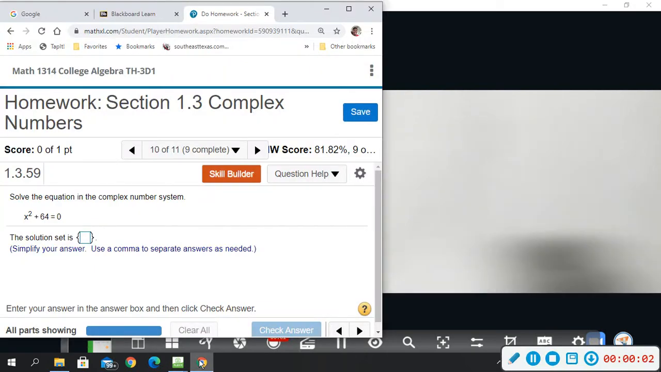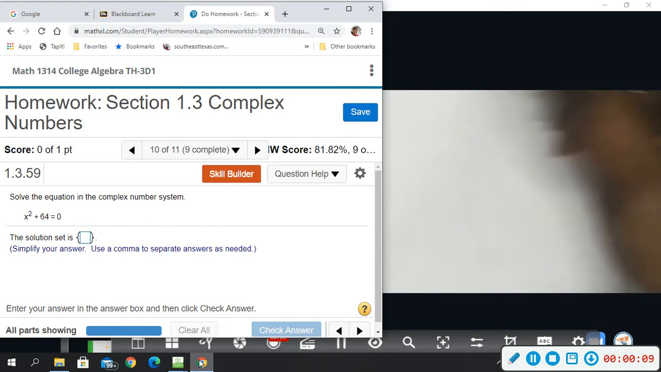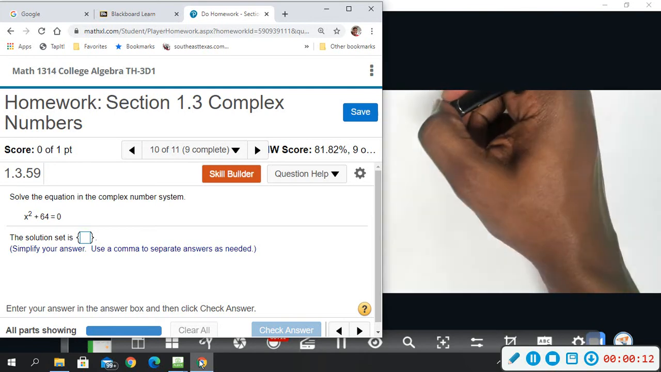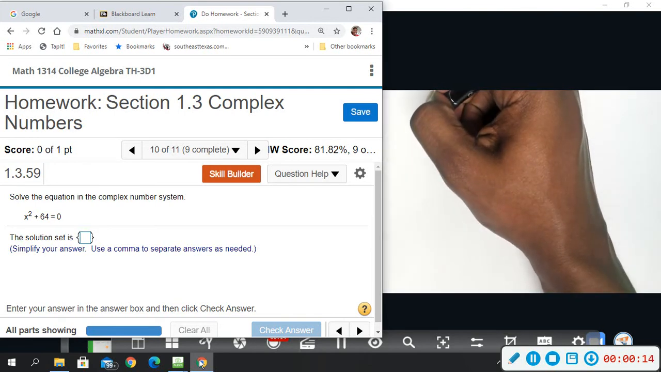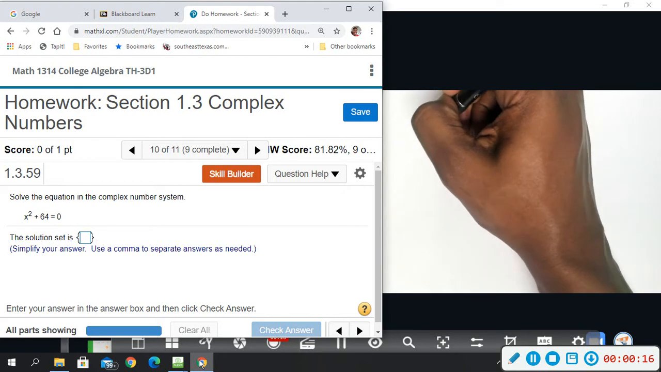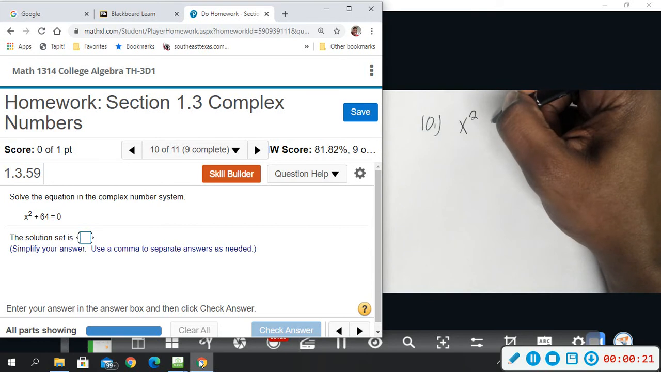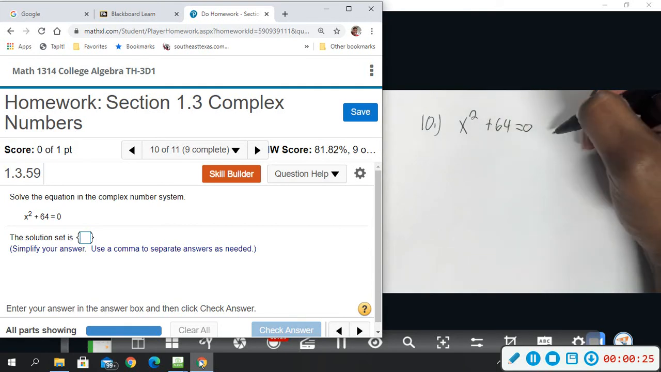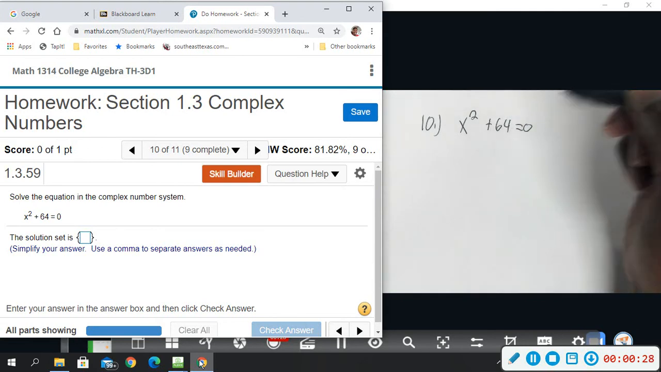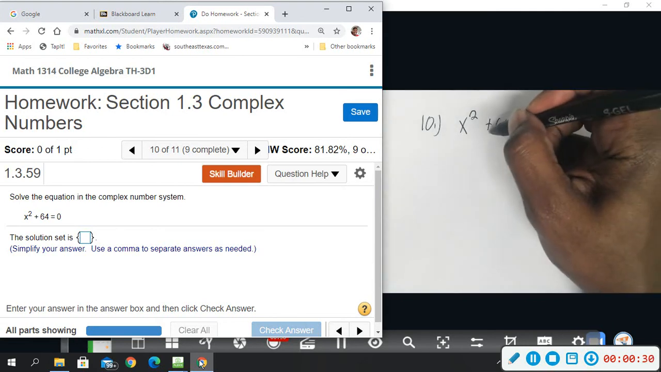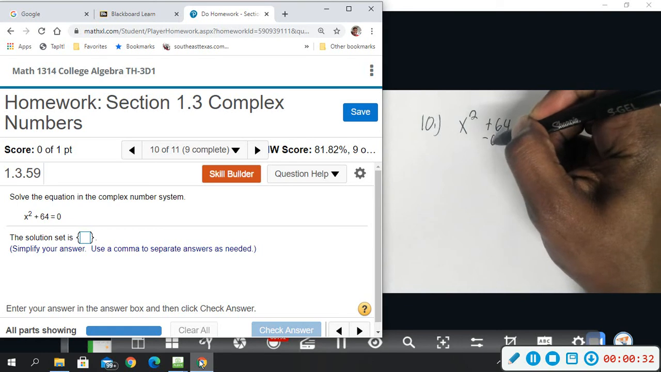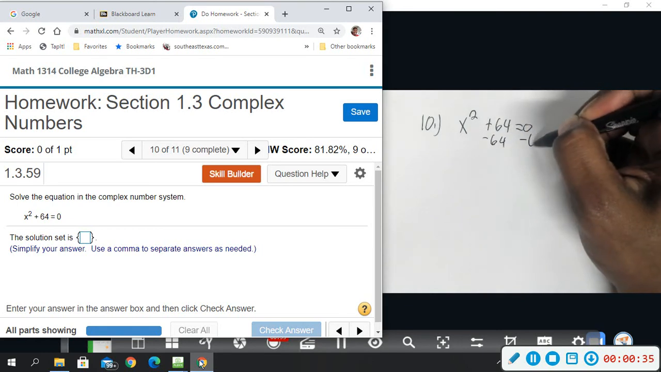Number 10, we're going to solve this equation in the complex number system. Before, we could not solve square roots that had negatives, but now we can. So we have x squared plus 64 equals 0. We're going to solve this by the square root property, so we're going to subtract 64 from both sides of the equal sign.